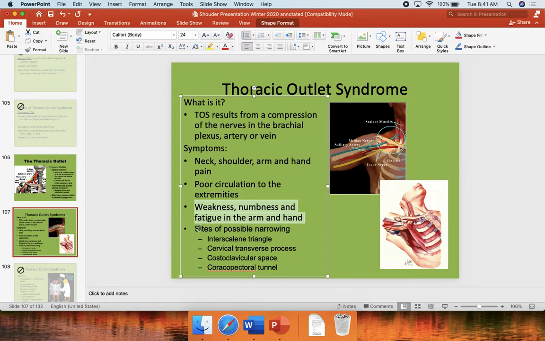And then this slide also shows a couple spaces of the possible narrowing. Obviously, we mentioned those scalenes in that triangle. You could have a rib, which is causing some problems. The costoclavicular space, right? It could be some muscular constriction where these pecs come up. So there's lots of potential chances for that narrowing to occur, all right here in this small region.